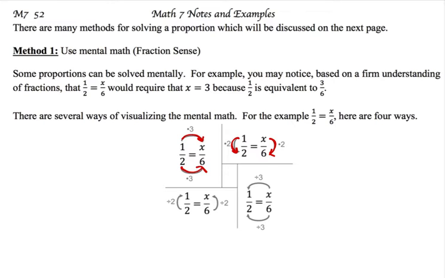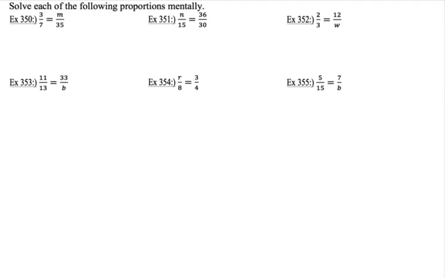I could use division. Going from 2 to 1, I divide by 2. So I have to divide by 2 going 6 to X. I could notice that going from 6 to 2 is divide by 3. So I'd have to go from X to 1, dividing by 3. So there's several ways to look for that pattern.